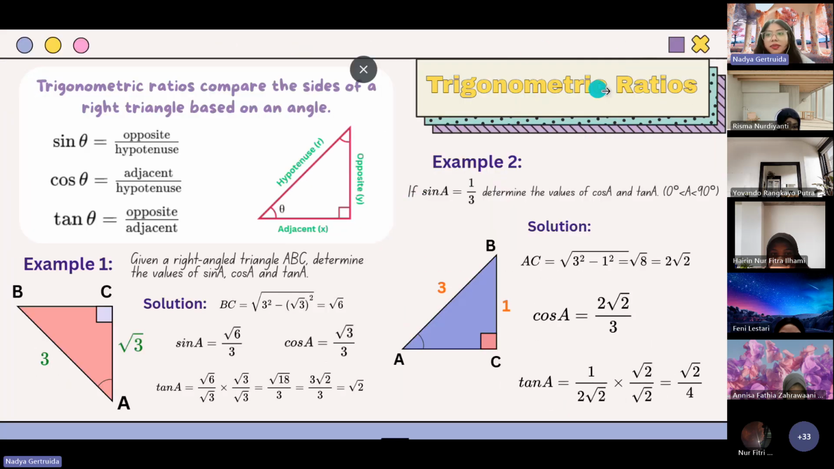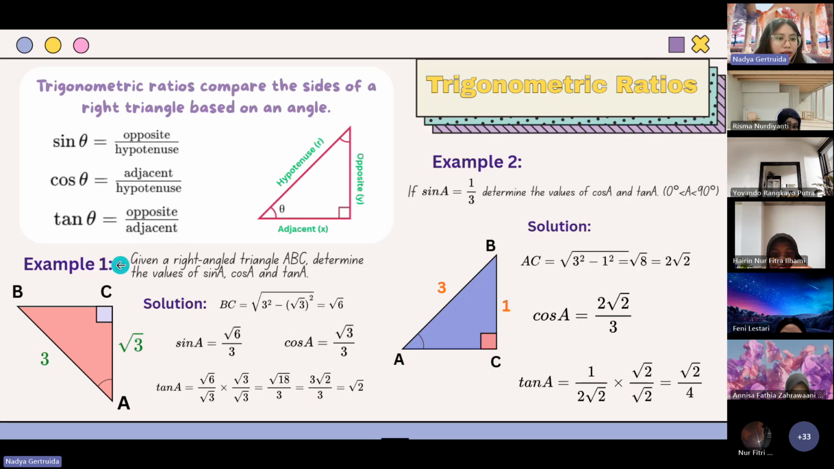And then these are the trigonometric ratios. Trigonometric ratios compare the sides of a right triangle based on an angle. For sine theta, it is opposite divided by hypotenuse. And for cosine theta, it is adjacent divided by hypotenuse. And for tangent theta, it is opposite divided by adjacent.